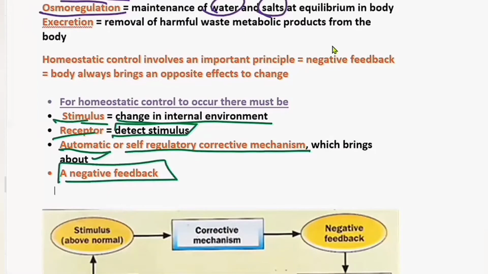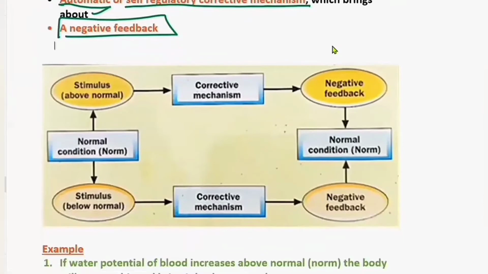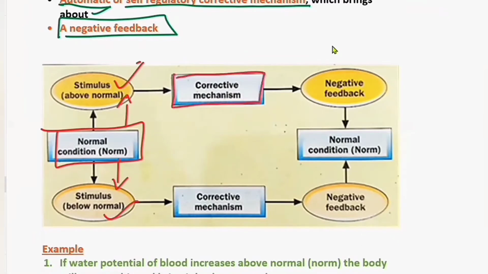Here you can see in the picture the stimulus: anything which is above normal concentration or below normal concentration is the stimulus, right? Increased concentration of anything in the body, or decreased concentration of anything in the body, is the stimulus. Increased will activate the corrective mechanism of the body, and this corrective mechanism will activate the negative feedback, and negative feedback will decrease its concentration.